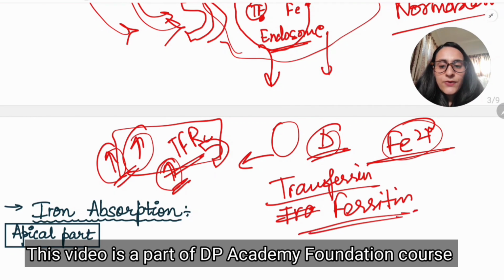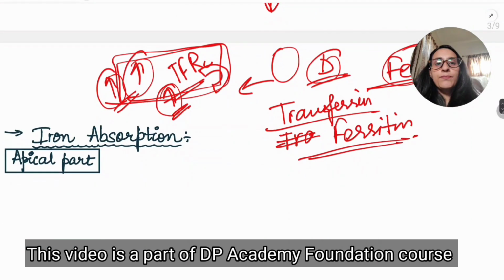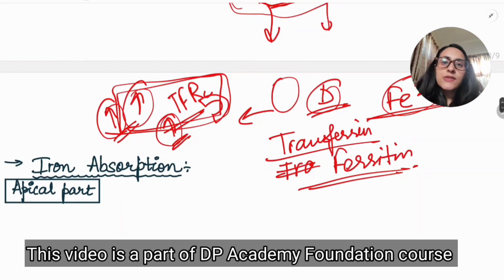And what is the normal transferrin saturation? It is 33%. Though it has the potential to take 6 irons along with it, practically speaking it takes only 2 molecules, so the saturation is only 33%. What is the marker of erythropoiesis? An increase in the serum transferrin receptor level. If transferrin receptors are more in the serum, that means more erythropoiesis is going on.